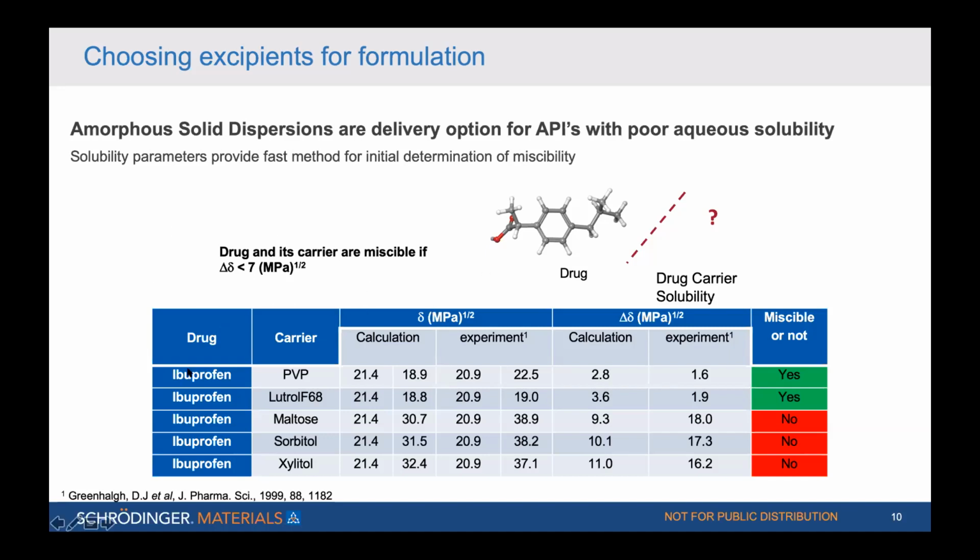In this case, we have ibuprofen as our drug molecule. These are the drug carriers: PVP, luteol, F68, maltose, sorbitol, and xylitol. So these are the drug carrier molecules which we want to try out with the ibuprofen. So these are the things which are coming from the experimental values. You can see 20.9 is the solubility parameter for the ibuprofen. 22.5 and 19, this particular column is the value for the carrier molecules.